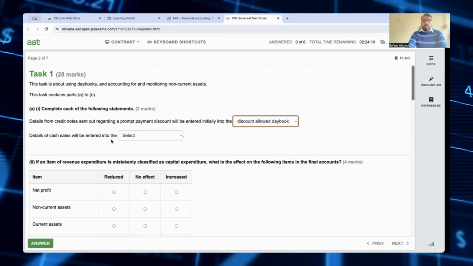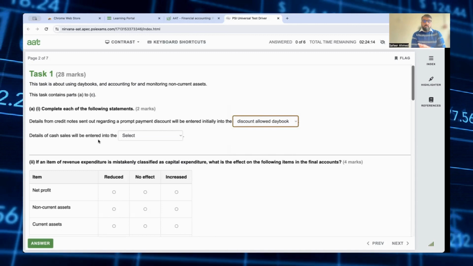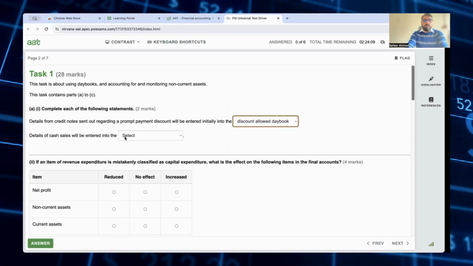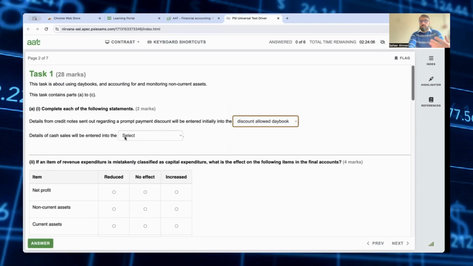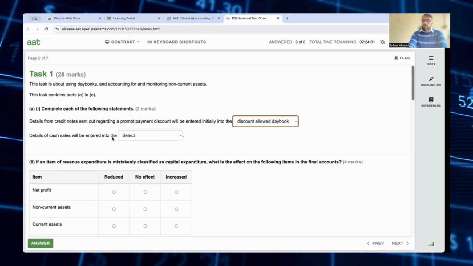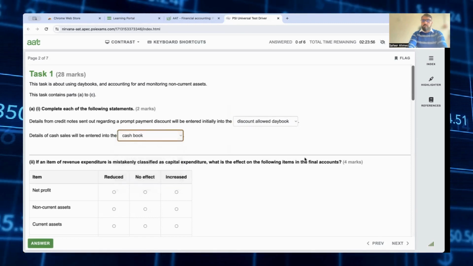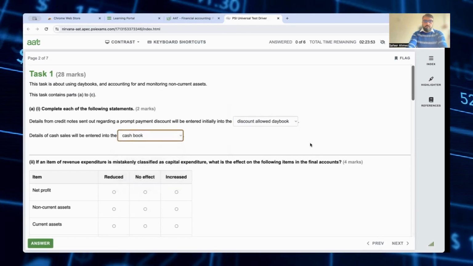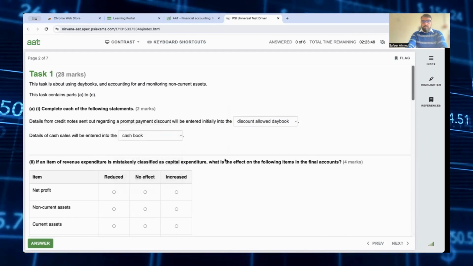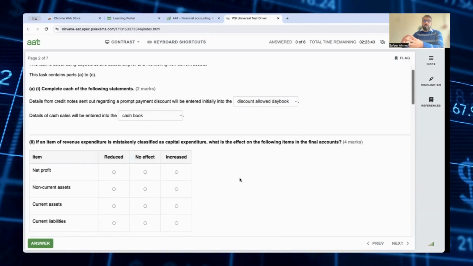Details of cash sales will be entered into... Now we know all of the cash transactions are entered in a cash book, except those small transactions, which are normally entered in a petty cash book. But as you know, cash sales is a regular cash transaction. So this will be entered in the cash book. Okay, so that's that. So there are a couple of easy marks, I would say, which is kind of AAT Level 2 level.